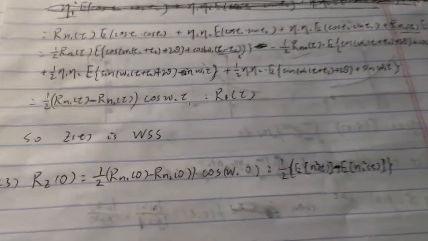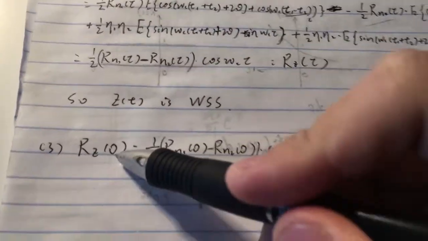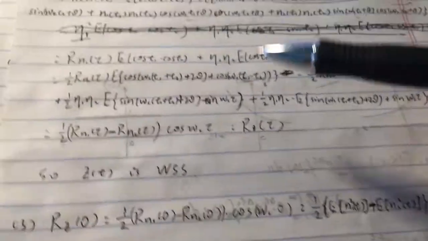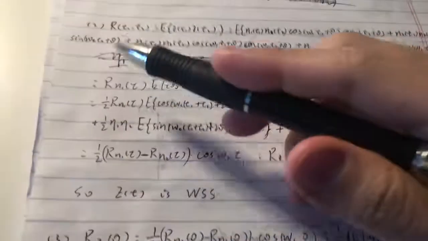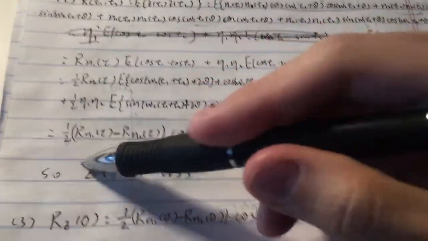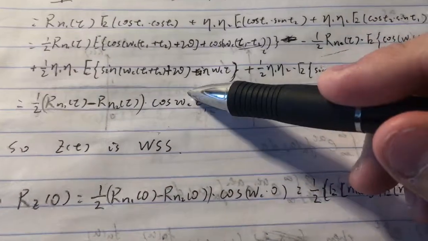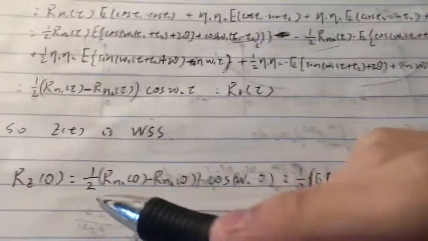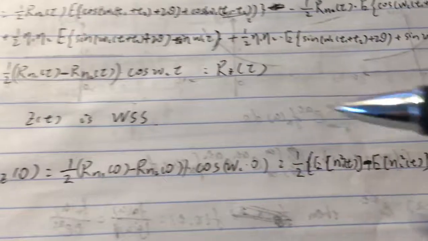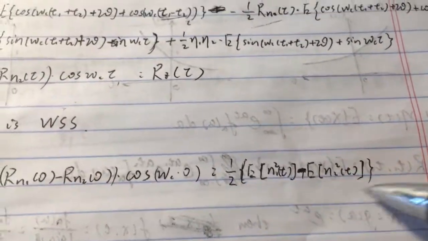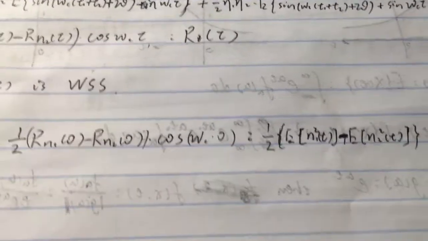And in the final question, we need to find Rz(0), the autocorrelation when tau equals 0. And we know that R(t1, t2) equals this from the second question. So we just put 0 into this, and we got the value, which should be this. So this is the final question of problem 7.